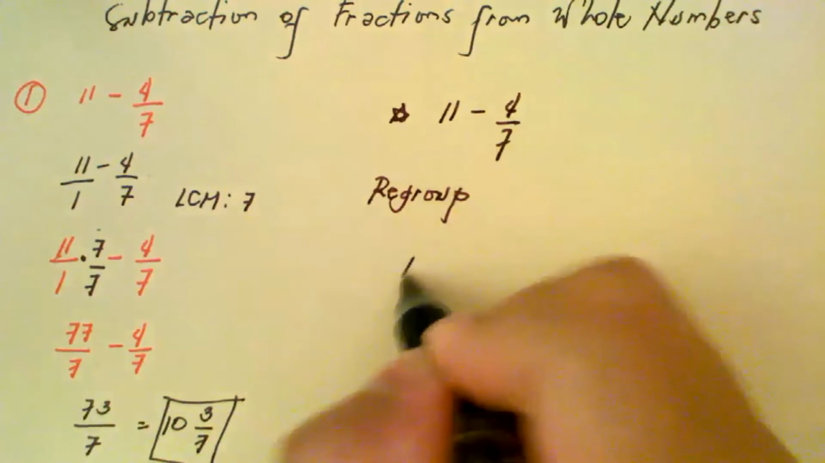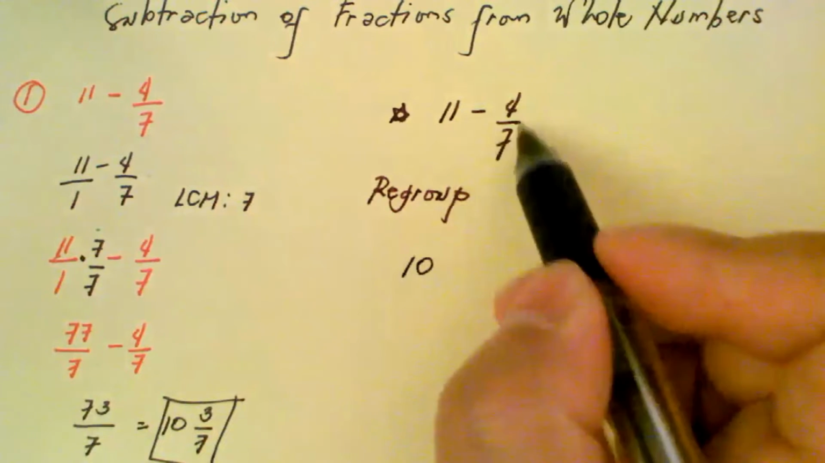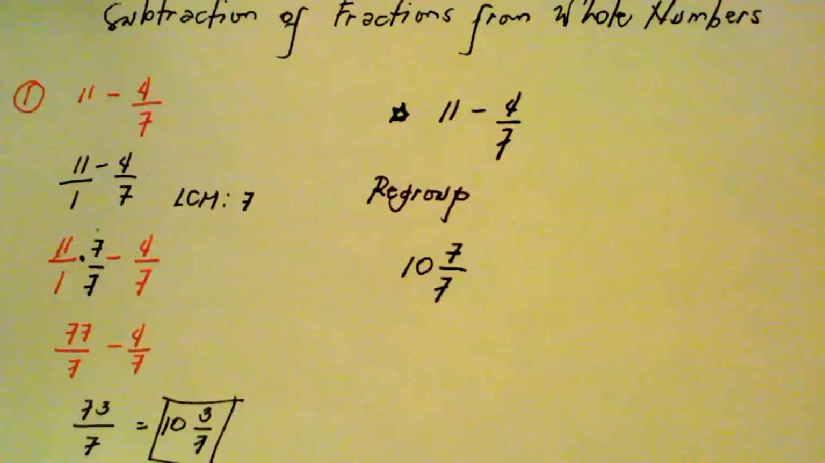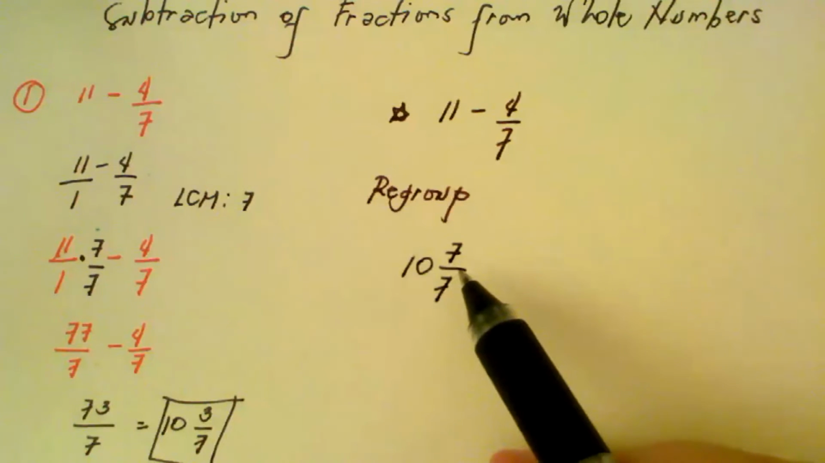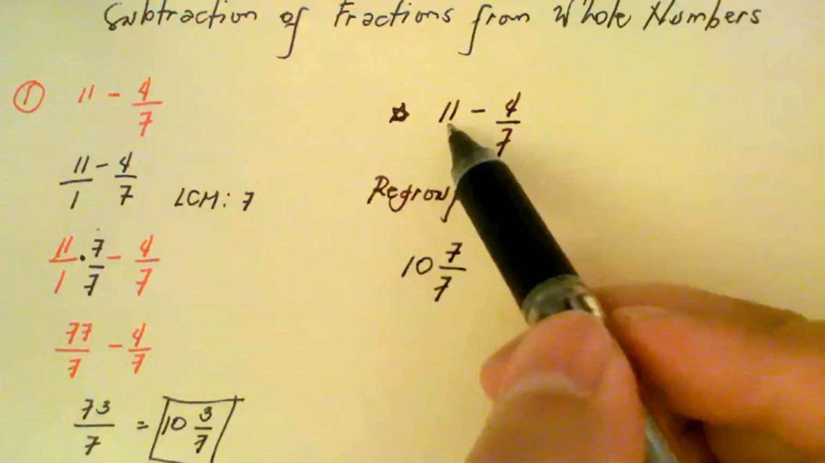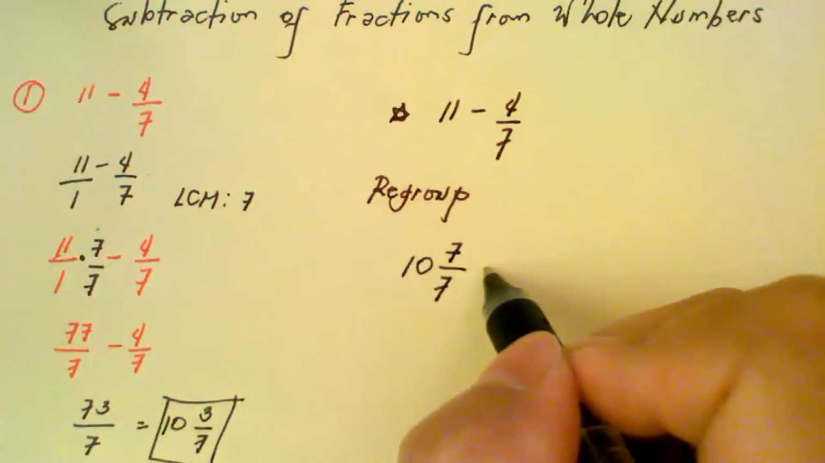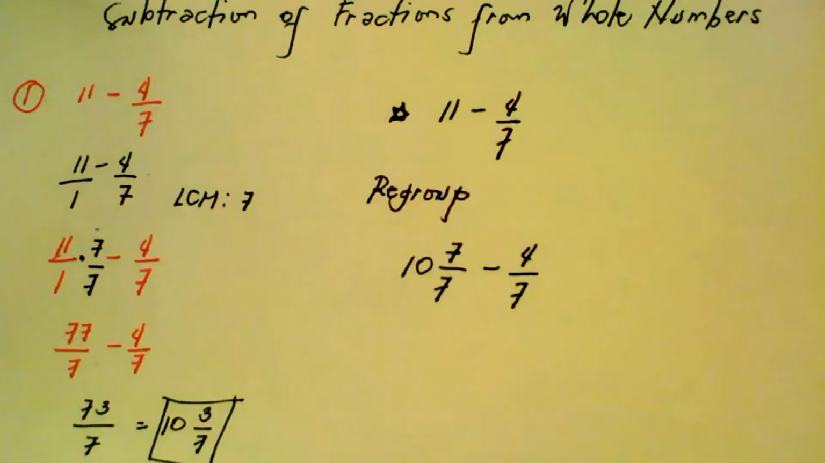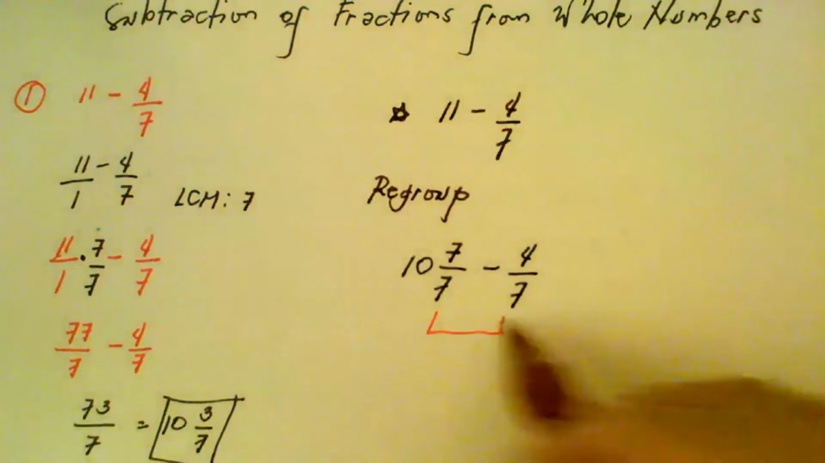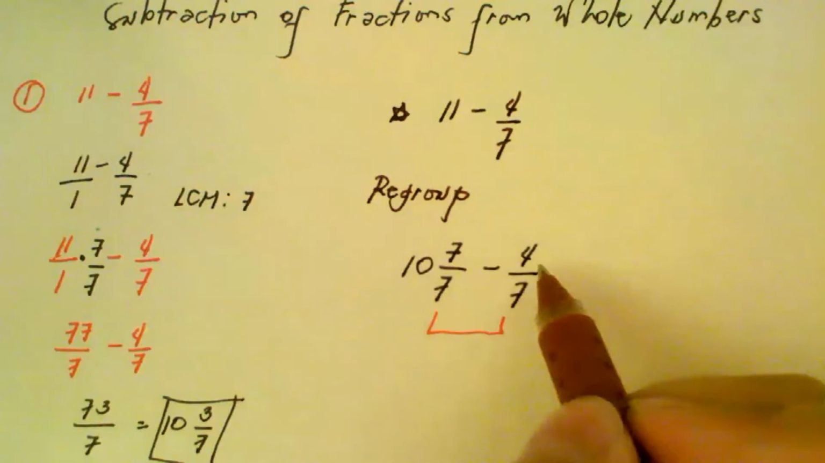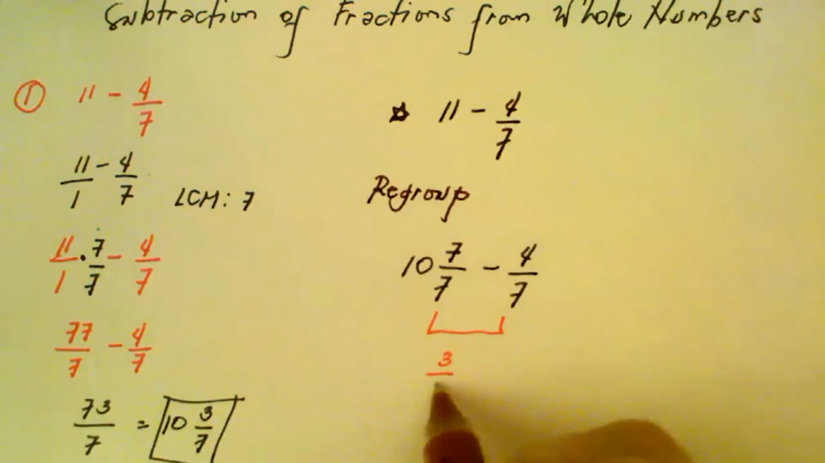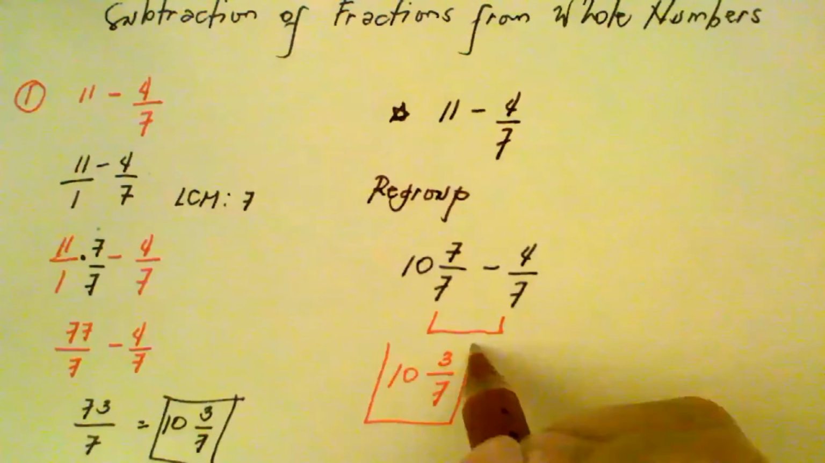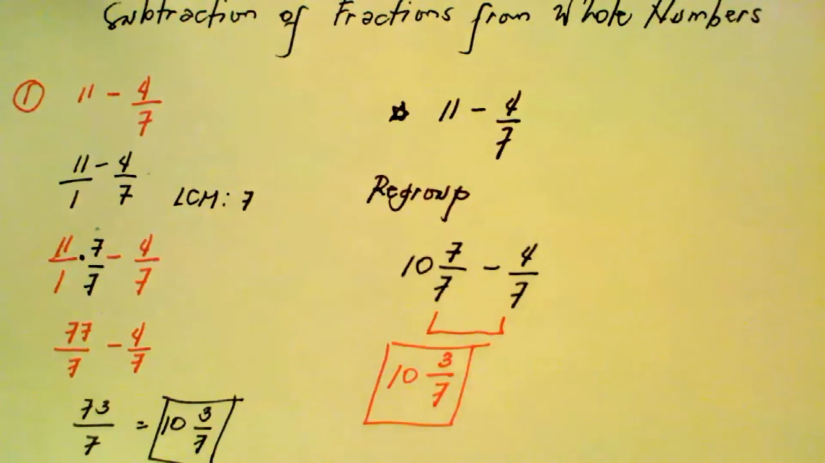So I can have this as 10. And since we're talking about sevens here, I can rewrite this as 10 and 7/7. So 7/7, as we all know, is the same thing as 1, plus 10 will give us 11. So 10 and 7/7 minus 4/7. Now that we have fraction pieces, let's work with this. 7/7 minus 4/7 will give us 3/7. Then just copy our whole number 10, so our answer is 10 and 3/7.